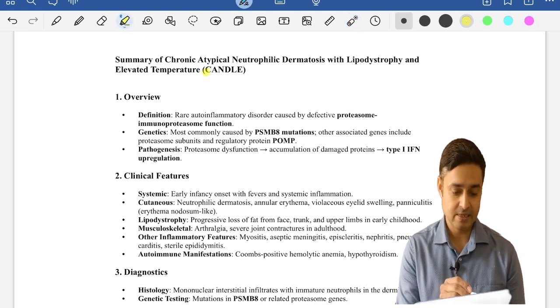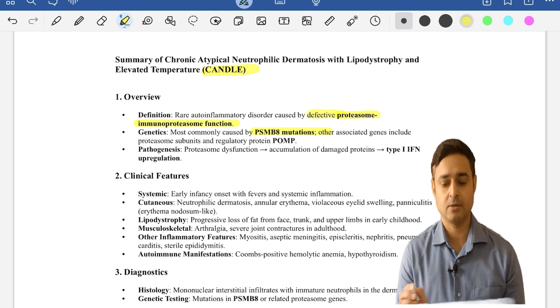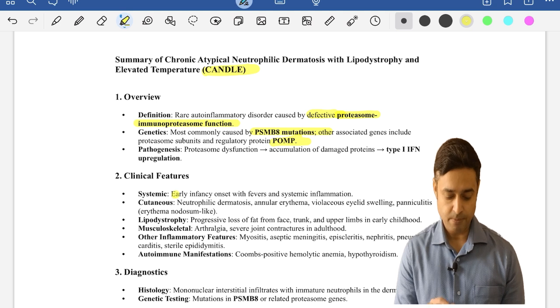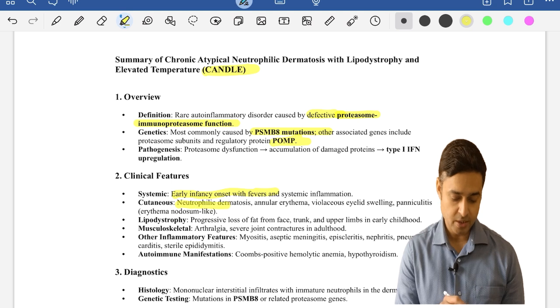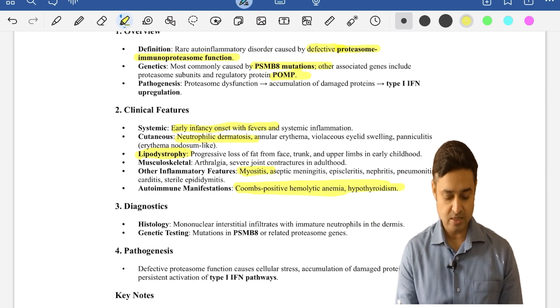So let's discuss common features. First, remember the name of the disease, CANDLE. This is defective proteasome immunoproteasome function. The gene is PSMB8 mutation, and the gene regulatory protein is POMP. Okay, early onset in infancy with fever. Cutaneous features like neutrophilic dermatosis. Lipodystrophy is the hallmark, and myositis, Coombs-positive hemolytic anemia and hypothyroidism are associated autoimmune features.